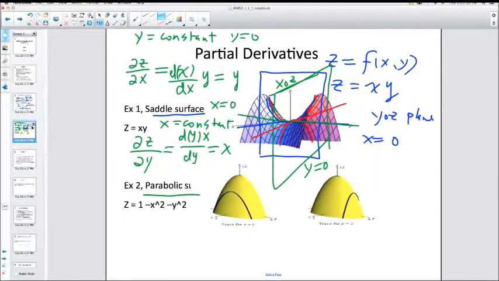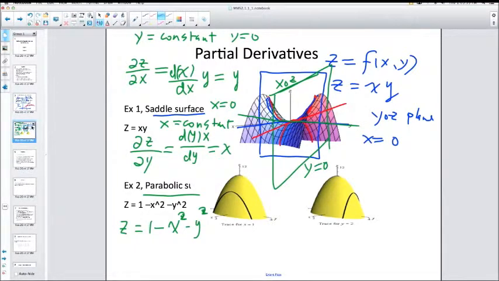My emphasis is not to start from the definition from scratch. It's to show you the geometric meaning of those partial derivatives. Another example is the parabolic surface. This surface I can write as z equals 1 minus x squared minus y squared. It just looks like a satellite dish. A satellite dish is like this shape.